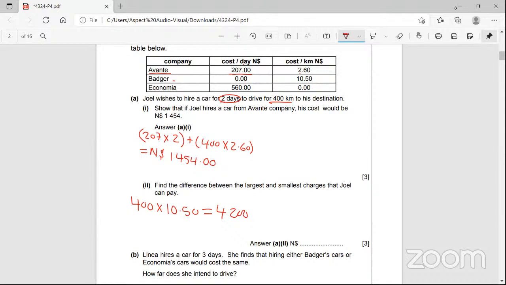This one charges only a daily fee, which is 560, right? But how many days? 2 days. Are you guys online hearing me? Yes, sir. Okay, so you multiply this by 2, because it is 2 days, and you are going to get 1,120.